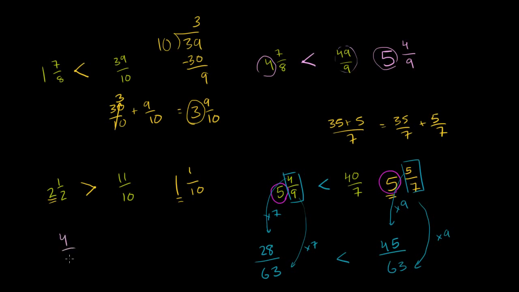Another way that you could have thought about 4/9 versus 5/7 is you could have said, well, how does 4/9 compare to 4/7? We have the same numerator. The denominator here is larger than the denominator here. But when you have a number in the denominator, the larger it is, the smaller the fraction, the smaller the absolute value of the fraction. So this right over here is a smaller quantity than 4/7. And 4/7 is clearly a smaller quantity than 5/7. So 4/9 is clearly smaller than 5/7. So we would have gotten the same result.